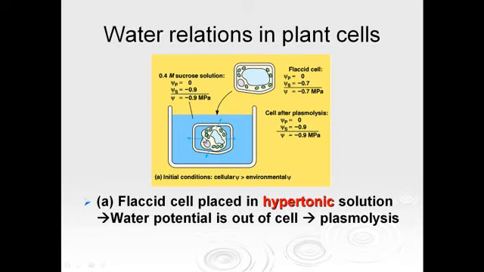When the water leaves, that causes the cell membrane to pull away from the cell wall. That's called plasmolysis. So it's pulling away, shriveling up on the inside of the plant. That's what happens when a flaccid cell is placed in a hypertonic solution. The water potential forces the water to go out of the cell, resulting in plasmolysis.